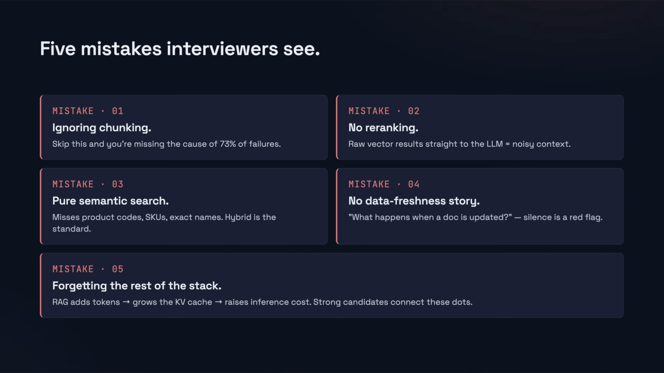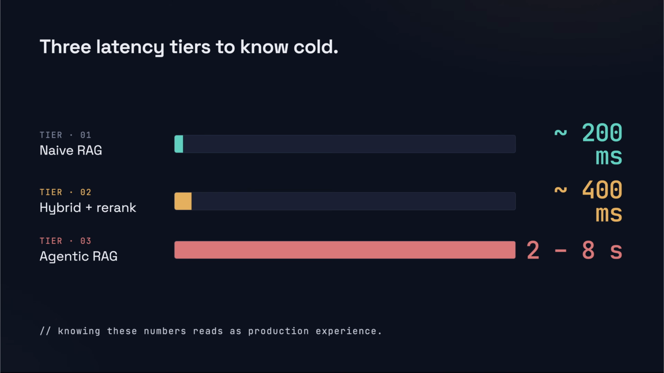RAG increases token count, which increases KV cache usage, which increases cost. A strong candidate connects these dots. Strongest candidates also mention latency trade-offs. Naive RAG runs around 200 milliseconds for retrieval. Hybrid search with re-ranking takes about 400 milliseconds. Agentic RAG, where the system decides whether to do one retrieval or multiple, can take 2 to 8 seconds. Knowing these numbers shows you have production experience or at least production awareness.